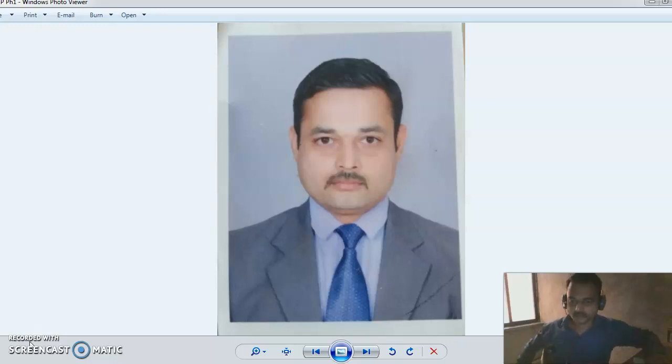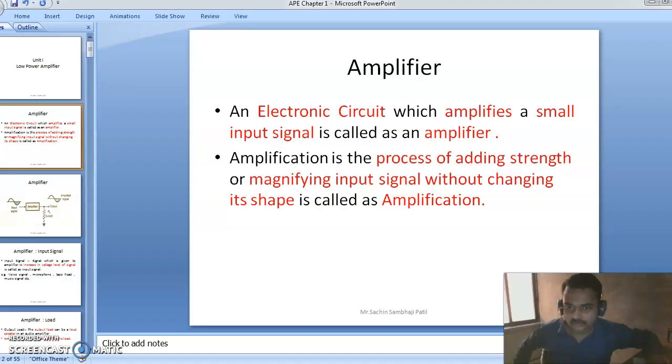In this session we are going to see the amplifier. Once again, I would like to welcome all of you to the session.